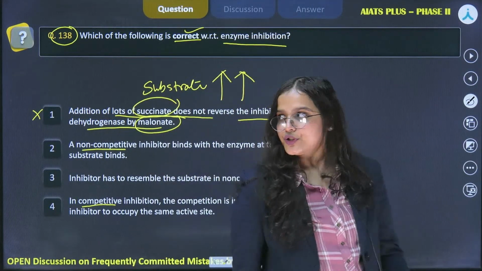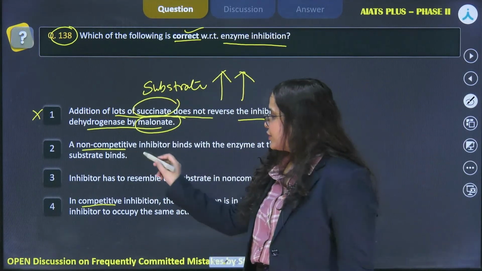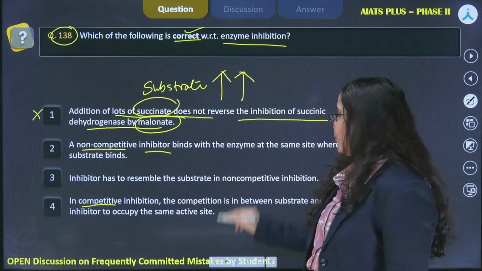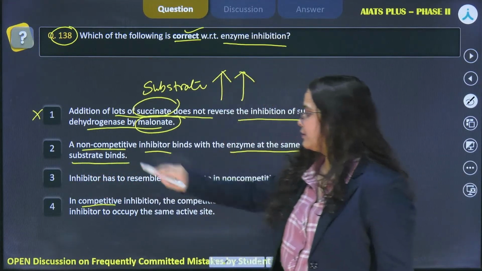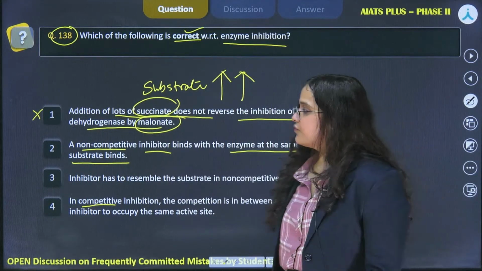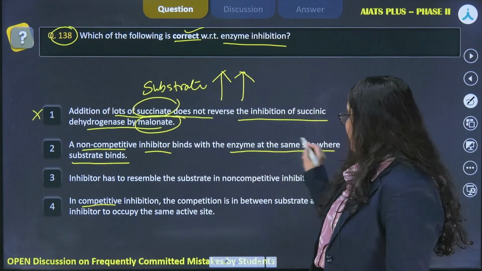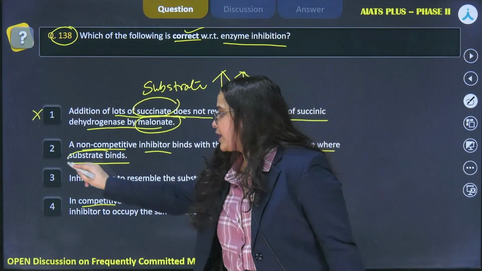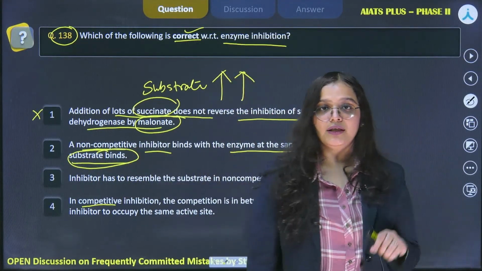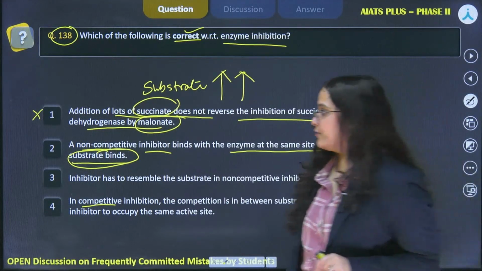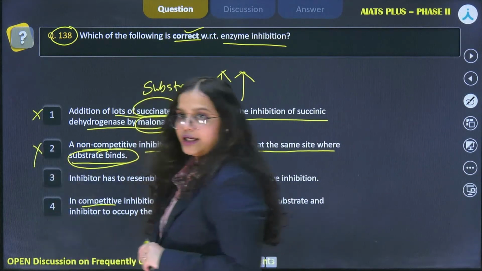Moving on to our option 2, which states a non-competitive inhibitor binds with the enzyme at the same site where the substrate binds. So dear students, we discussed that the substrate will bind to the active site, whereas the non-competitive inhibitor binds to the allosteric site, and therefore option 2 is also incorrect.